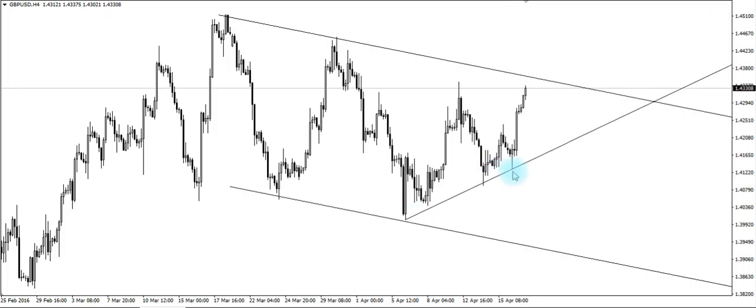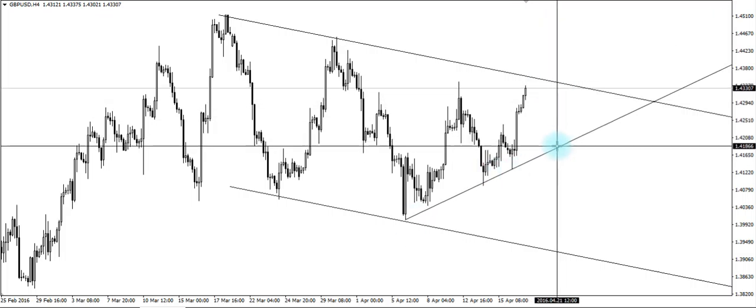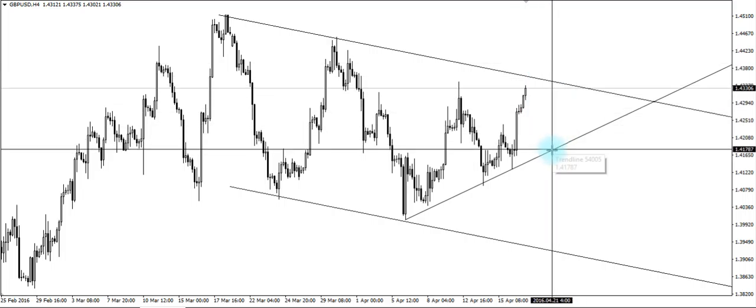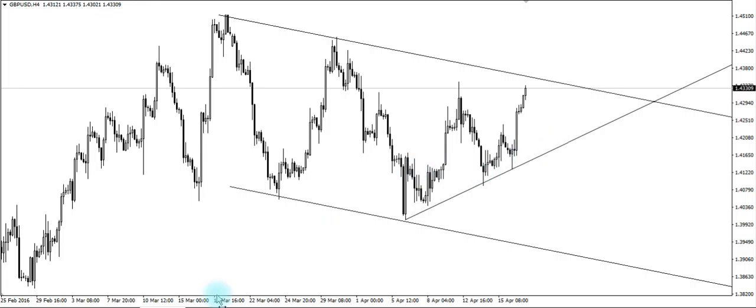So if you were to sell and price begins to fall, then you want to be careful as it touches the trend line right here. It could become a support. Alright, so that's for the pound against the US dollar.